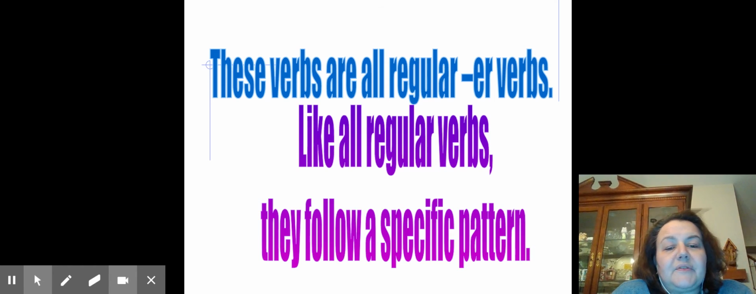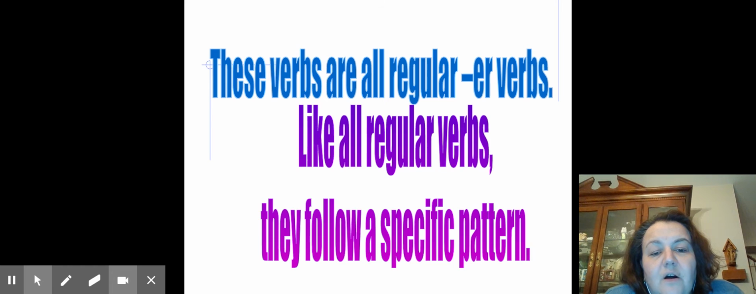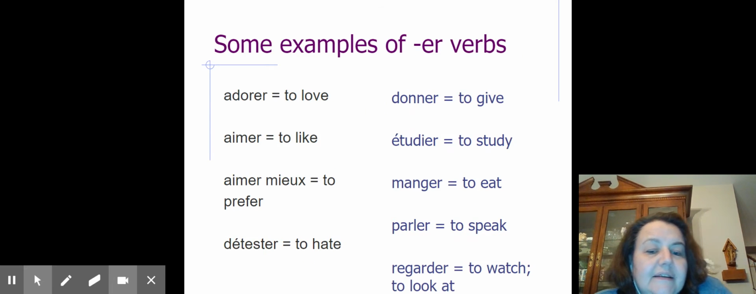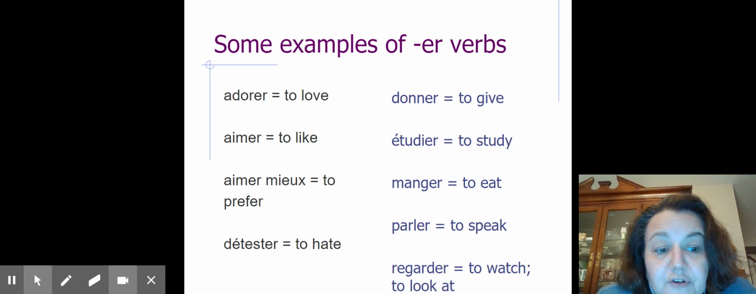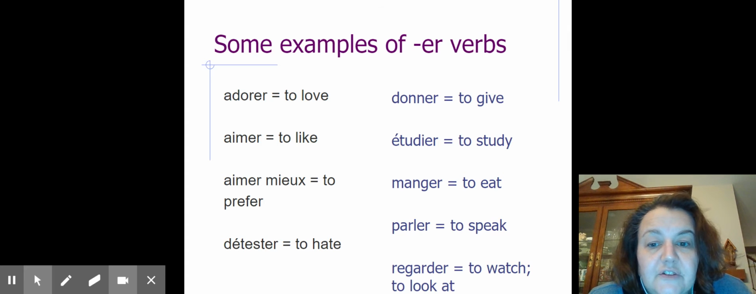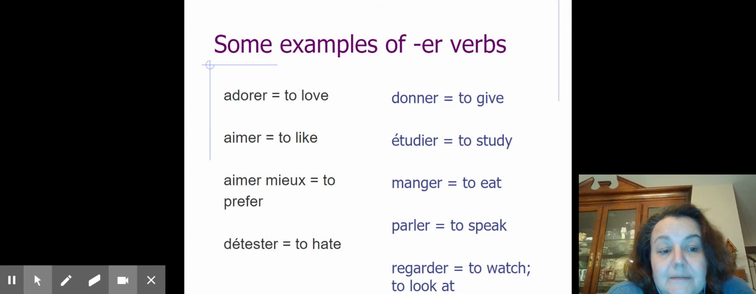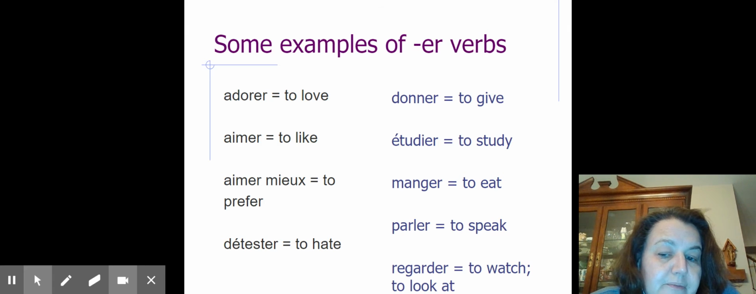So these are all verbs that are regular ER verbs, and like all regular verbs, they follow a specific pattern. And here are some examples of ER verbs. You're going to be watching a tutorial after this on VHL. Some of the examples of the ER verbs you have here are adorer, to love, aimer, which means to like, aimer mieux, which means to prefer, détester, which means to hate.